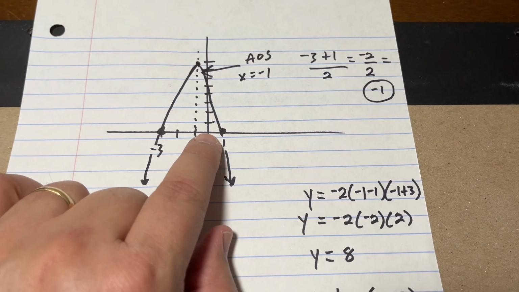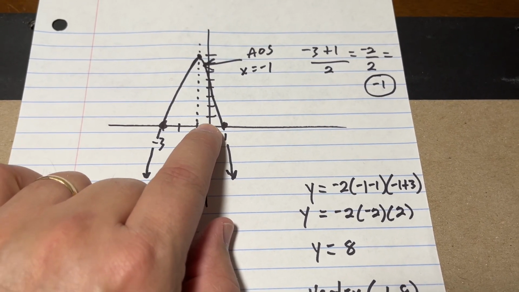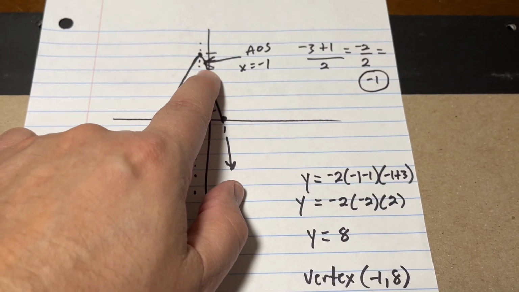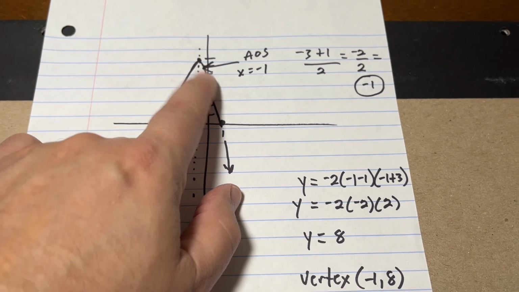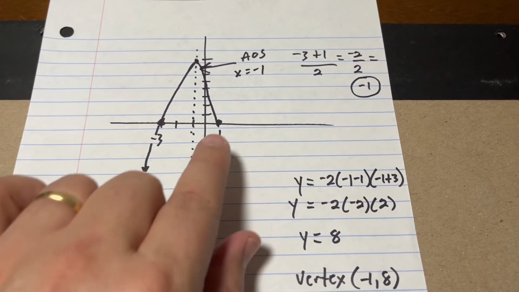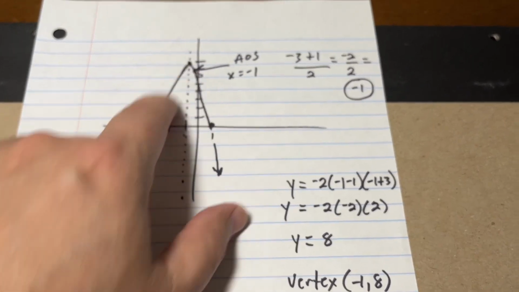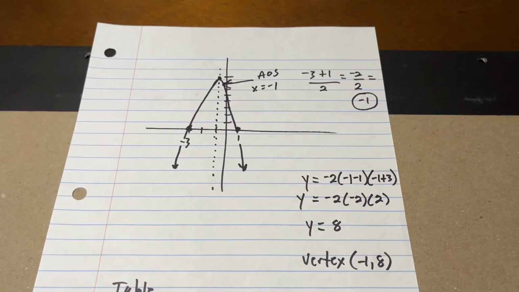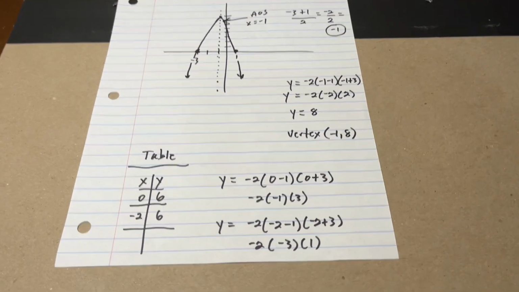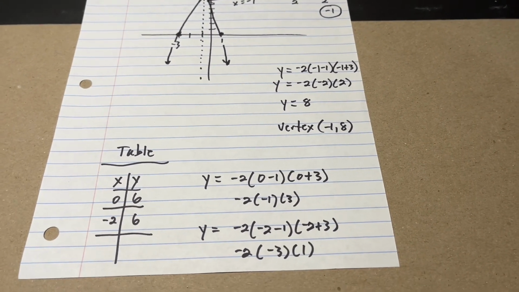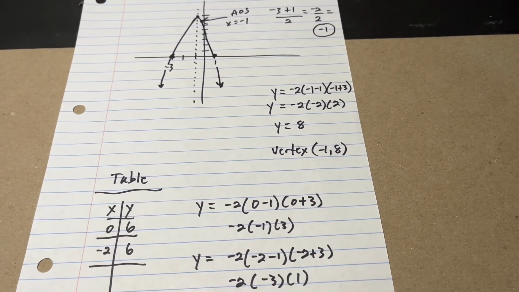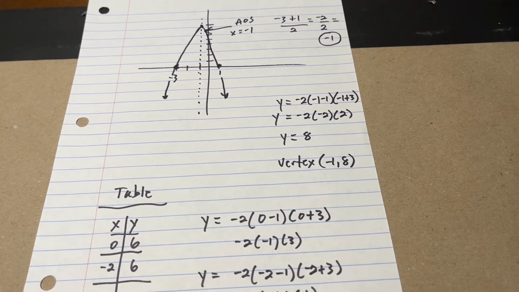So if you start here and you go over 0 and up 6, you can see that's about right up there. So 0, 6 is on the graph. And then I have -2, 6. So -2 and up 6 would be about right there. So these are two other points that are on the graph. That'll help you to draw a more accurate picture. Now, there are some other things that you can do, but this is the basics of drawing the graph.